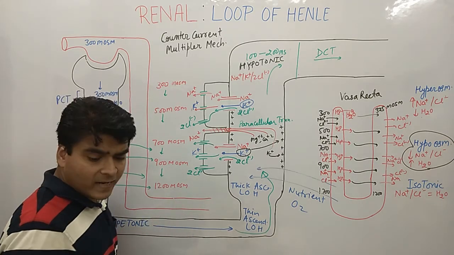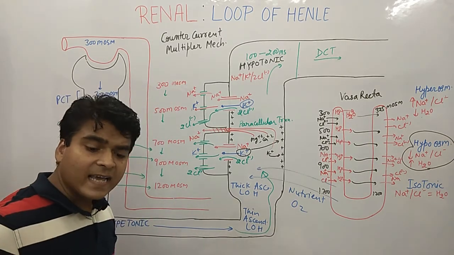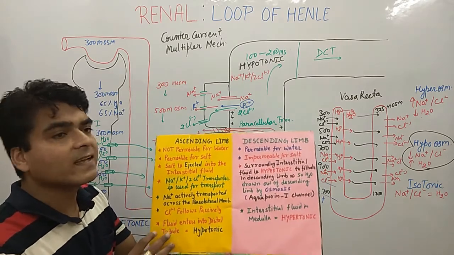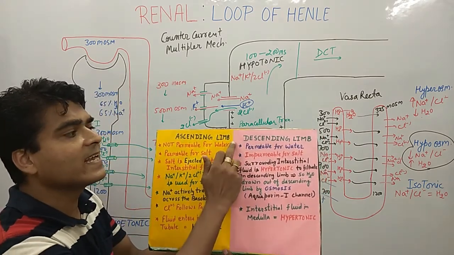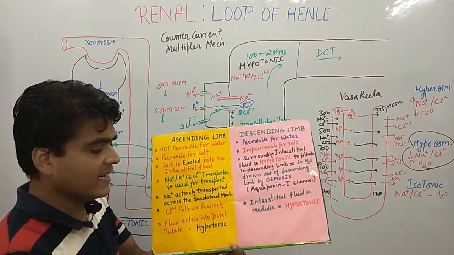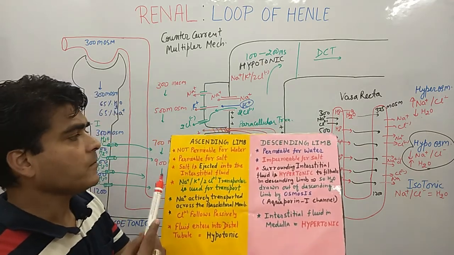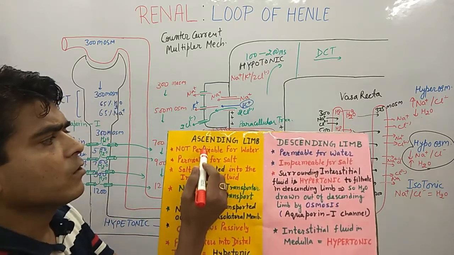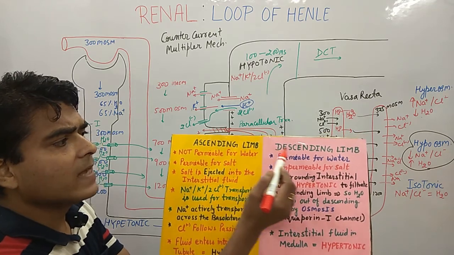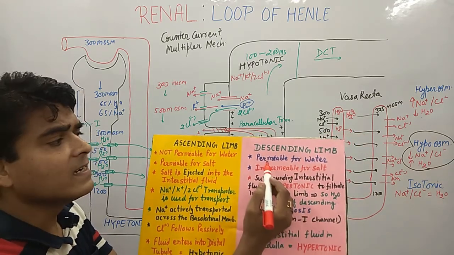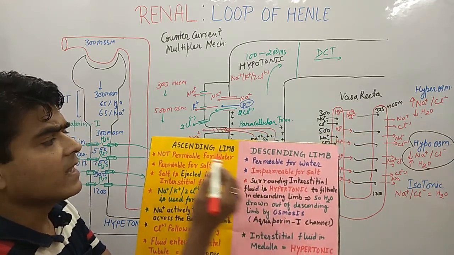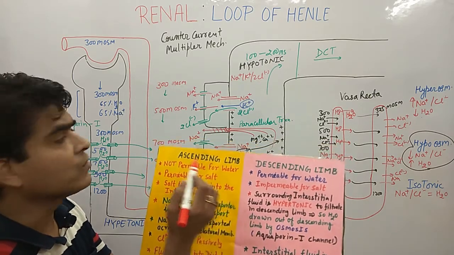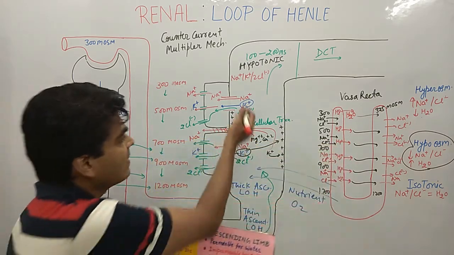So now look here. Again I am summarizing everything: what happened in the ascending limb and what happened in the descending limb. Now look here, ascending limb and descending limb. The first one is descending limb and the second area is ascending limb. Okay, so we started with the ascending limb.